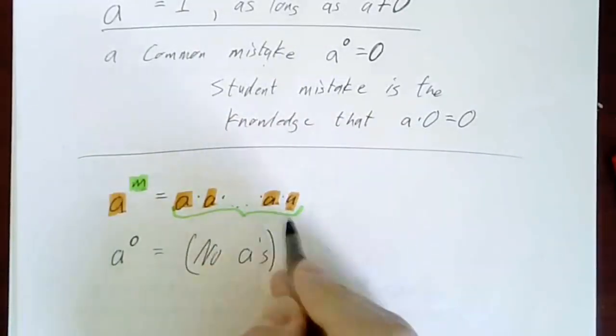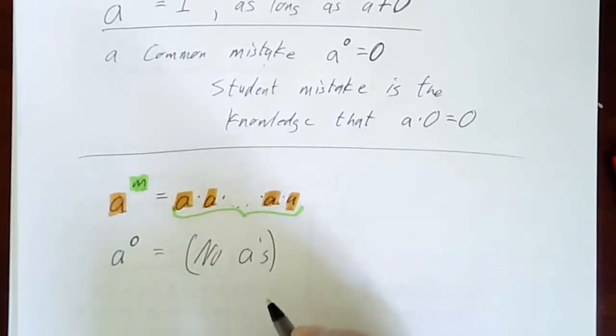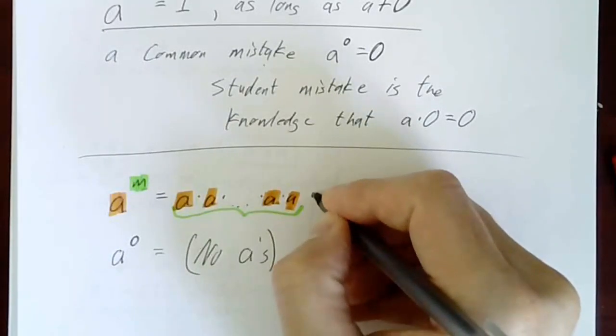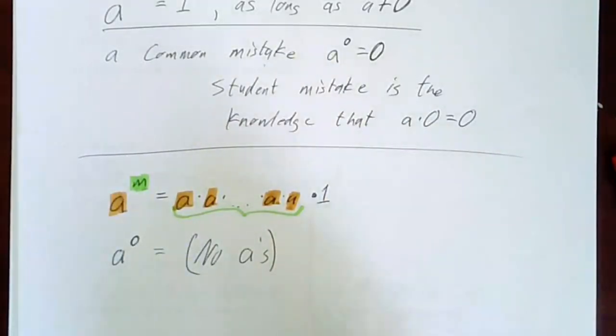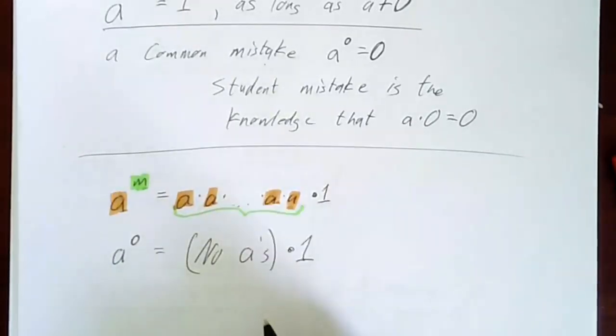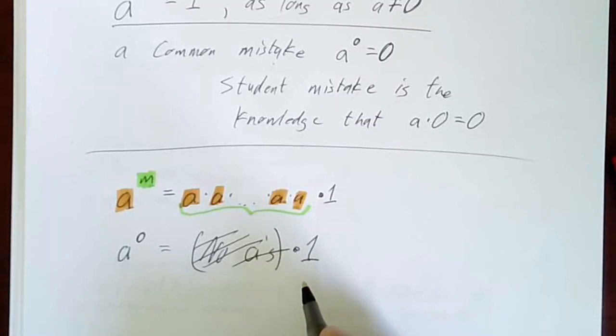But because we have multiplication, we have to remember that with multiplication, there's always a number that we are multiplying by. What is that number? We are technically always multiplying by the number 1. So what are we left with if we have no a's, but we still have times 1? Well, we don't have to worry about the a's. We just have 1 by itself.